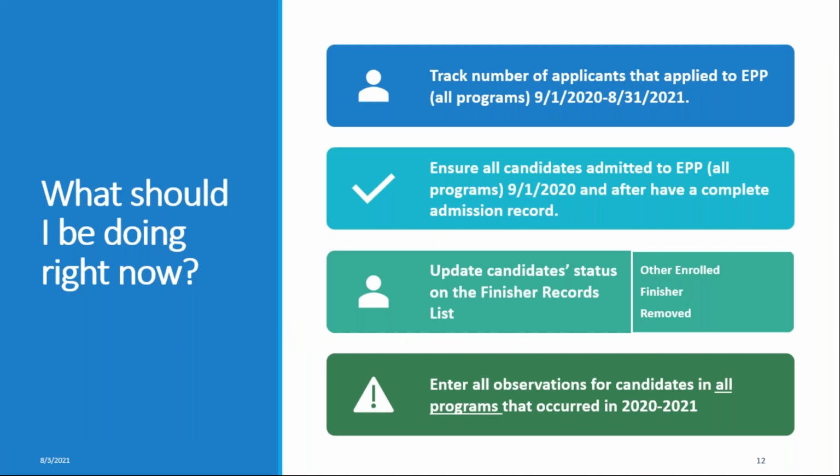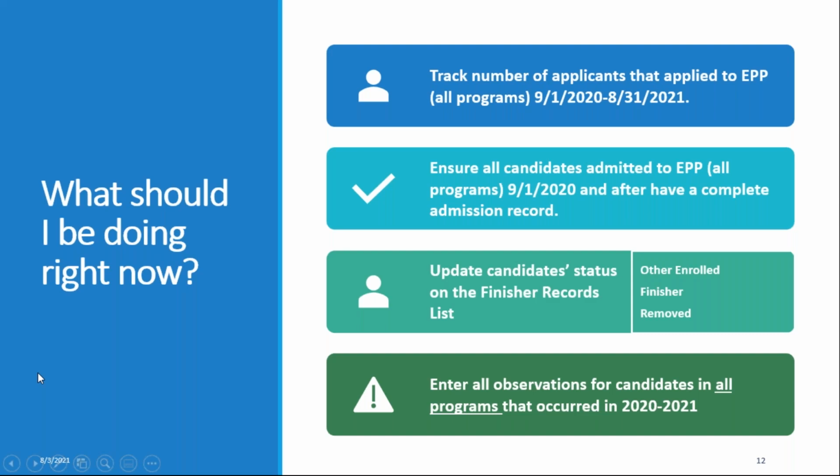This is an overview of what you should have completed or should be in process of completing to prepare to submit your data on September 15th. First, track numbers of applicants that applied to the EPP for all programs from 9/1/2020 to 8/31/2021.